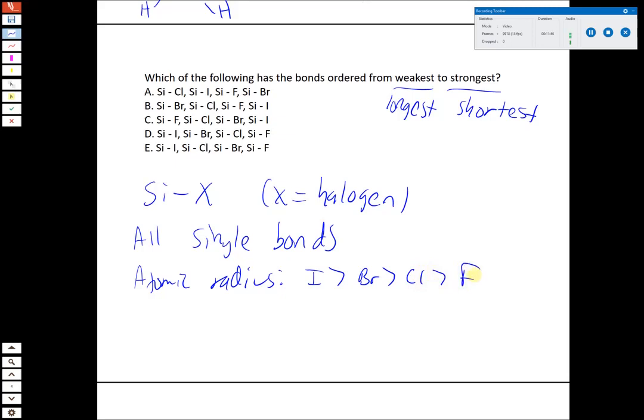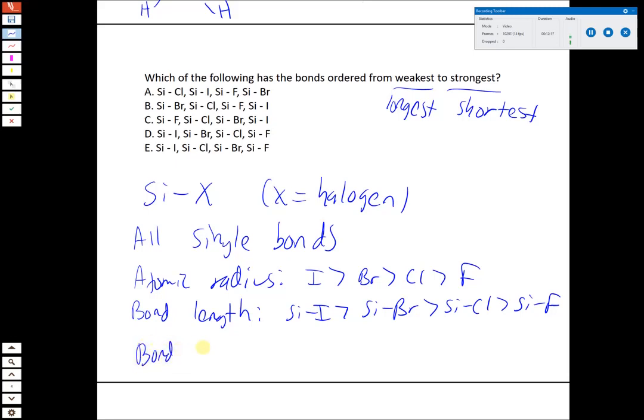And so that means in terms of bond length, the silicon iodine is going to be the longest, and then the silicon bromine. Again, if they're bonded to a larger atom, it's going to be a longer bond. Hopefully that makes sense to everyone. And so that's the ordering in terms of bond length, and then it's just going to be opposite in terms of bond energy. So weakest to strongest, or bond strength, silicon iodine would be the weakest, and then they would go through this series in this way.